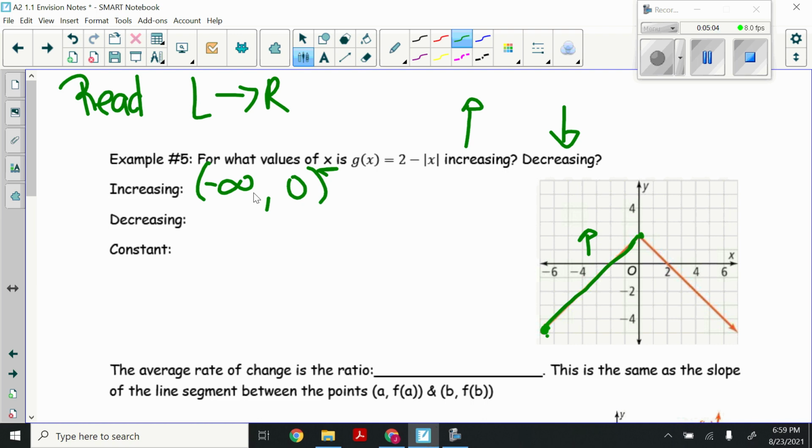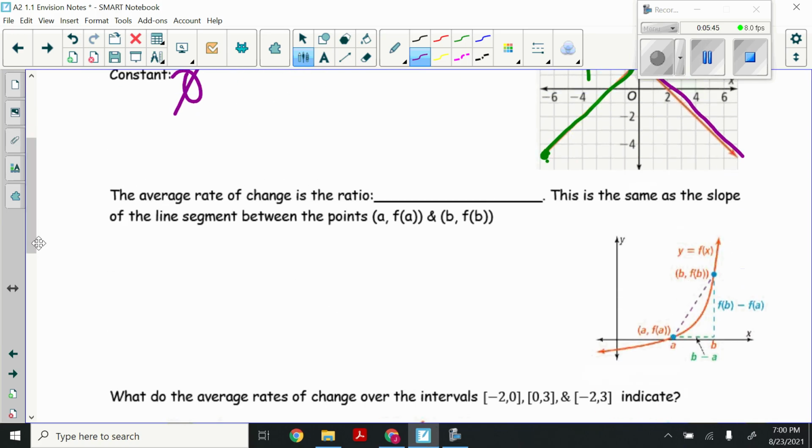Decreasing: now I start right here and it's going down, which means it's decreasing. The y values are getting smaller. So the x value where it starts to decrease is at 0. Where it stops decreasing, well, this graph is going to continuously decrease to infinity. Constant, I don't ever have any place on here with horizontal lines, so again, constant is never. And when we're doing increasing, decreasing, and constant, we are always going to use parentheses here.